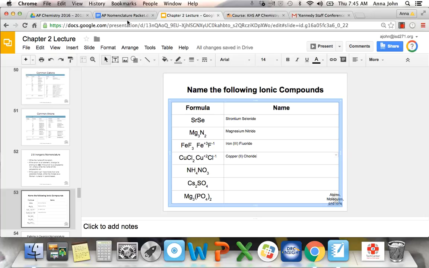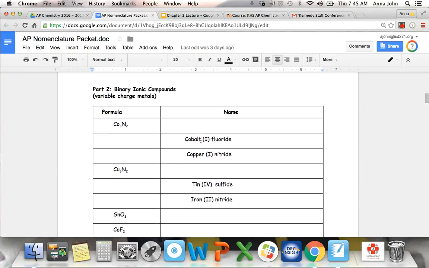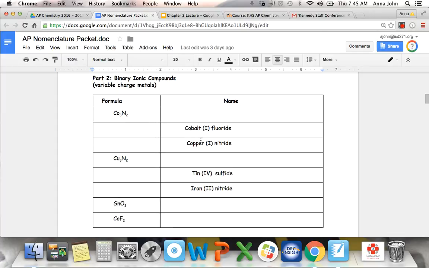Okay, let's go back to our nomenclature packet. Find the section that says Part 2, binary ionic compounds with the variable charge metals. Okay. You're going to either write the formula or the name based on the name that you're given. So I want to do one with you. I want to go to cobalt-1 fluoride. So what that's telling you is that cobalt's charge is a 1. So you don't even have to look this one up. So it's just going to be cobalt.